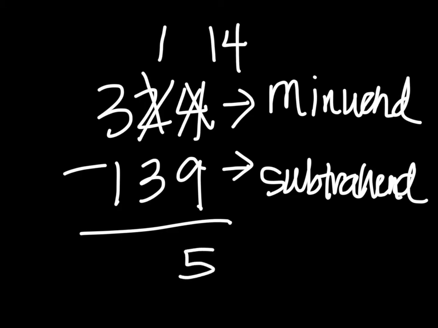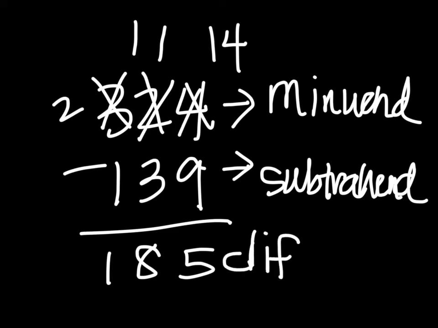Now, again, we have a problem because we can't take away 3 from 1, so we're going to have to regroup again. The 3 turns into a 2, and we are borrowing 100 and turning it into 10 tens. So in our tens place, we have 11. 11 minus 3 is 8. And 2 minus 1 is 1. Our answer, which we call a difference, is 185.